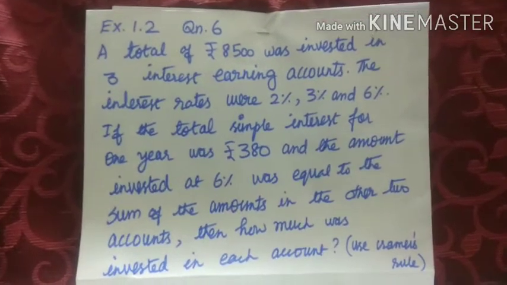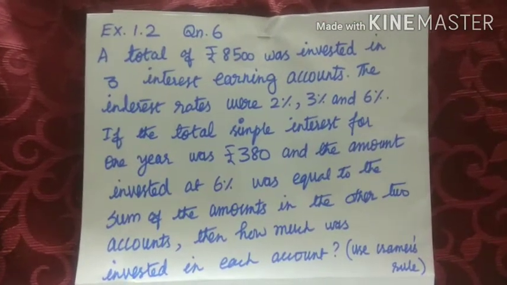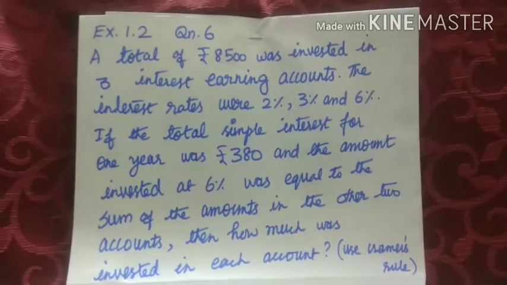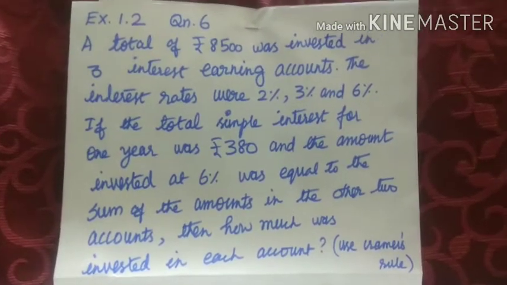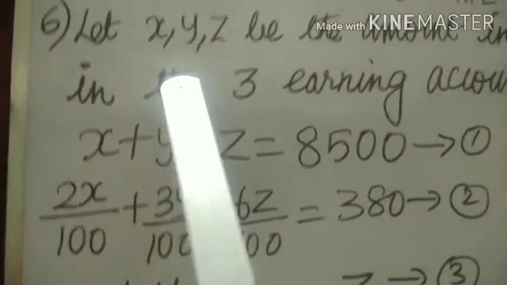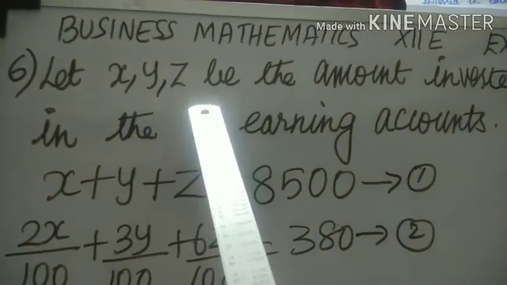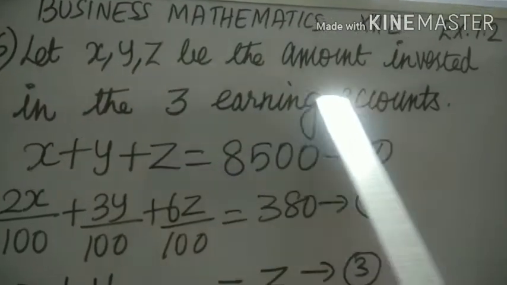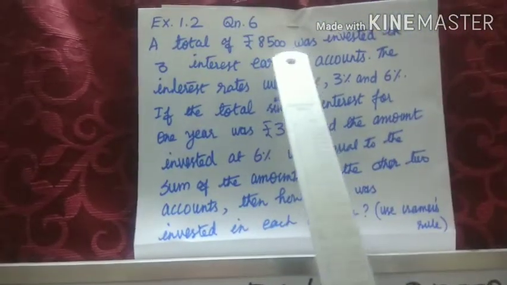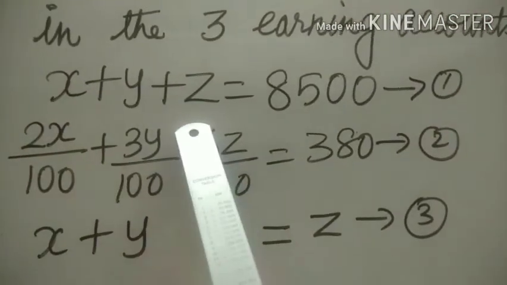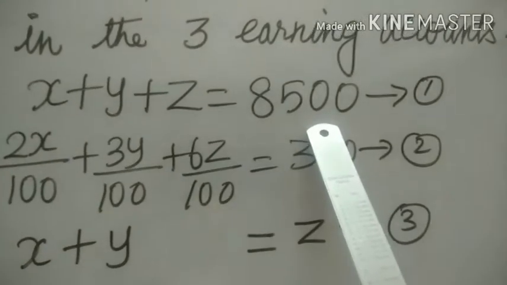Again we are doing a statement problem using Cramer's rule. A total of 8,500 was invested in 3 interest earning accounts. So we are taking the 3 investments to be X, Y and Z. Let X, Y, Z be the total amount invested in the 3 earning accounts. Now the total amount given is 8,500. So we are taking X plus Y plus Z is equal to 8,500.